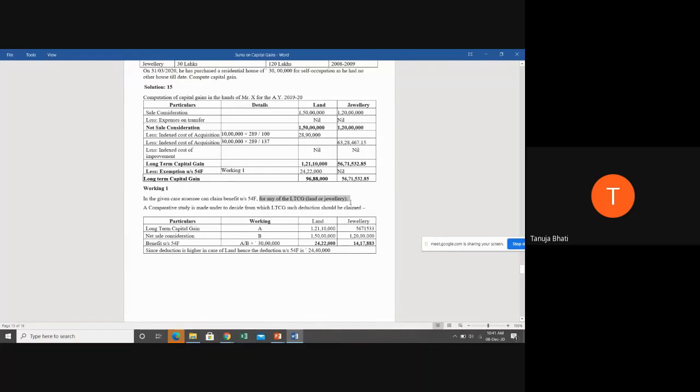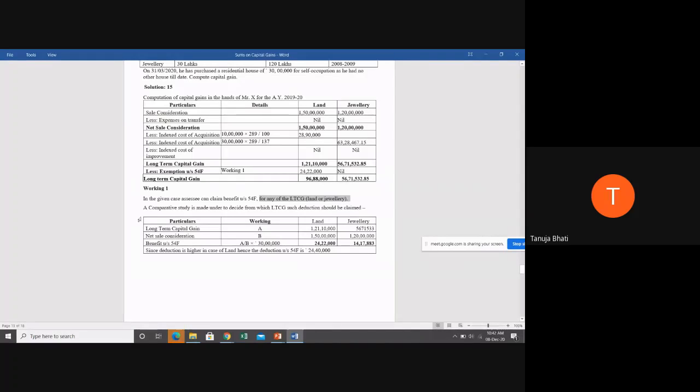See section 54F. Now, there are two assets that he is transferring, land or building. And 54F is available only for long-term capital gain. So it is the option of the SSE that he can opt for any of the deduction, either for the transfer of land or for the transfer of jewelry. It is his option. So obviously he will go with that option where he is getting maximum deduction.